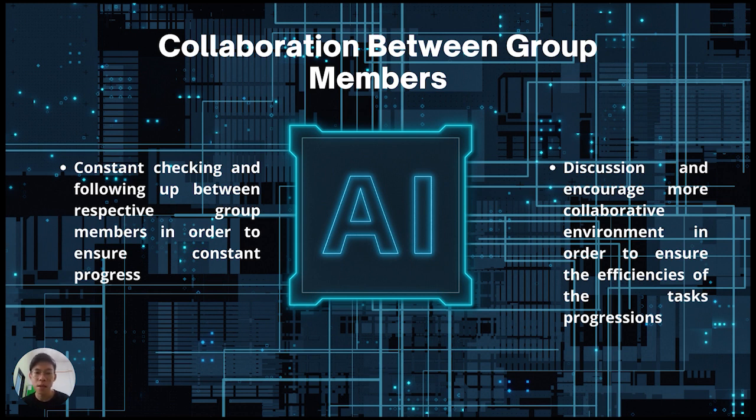The second thing that we implement in our group collaboration is that we have constant virtual meetings to have more discussion, and at the same time to encourage and practice a more collaborative environment, to ensure that every single teammate has the space to become more inclusive, and at the same time is able to keep track of the efficiency and progress of all the tasks that are allocated to each and every group member.